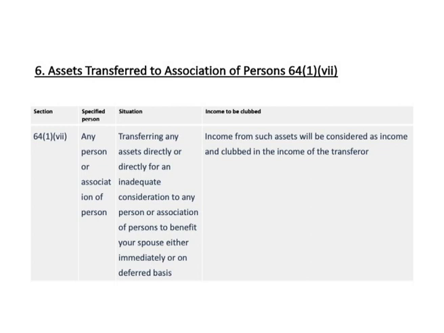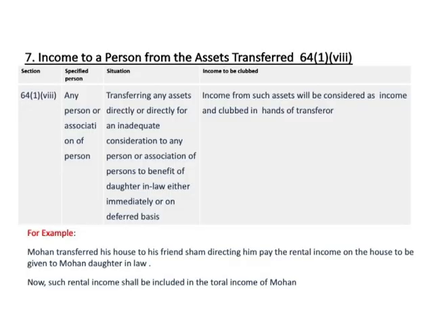Now, who is the specified person here? It could be any person or an AOP, association of persons. What is the scenario? Transferring any assets directly or indirectly for an inadequate consideration to any person or association of persons to benefit the spouse, either immediately or on a deferred basis. So, the intention here was malafide, that is, you are transferring with an intention to support the family member. Income to be clubbed: income from such assets shall be considered as income and clubbed in the hands of the transferor.